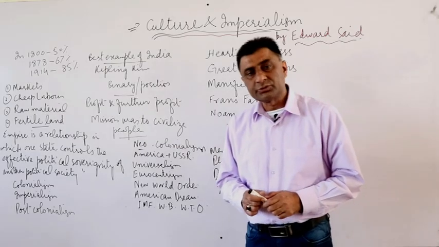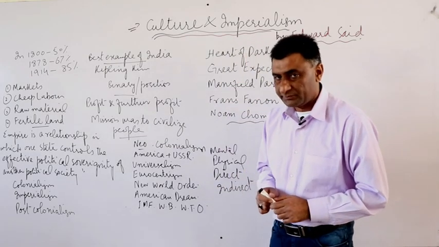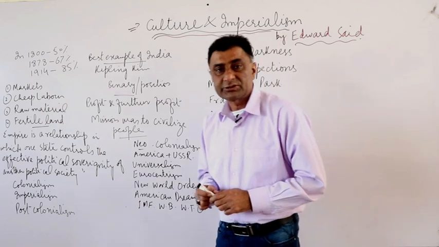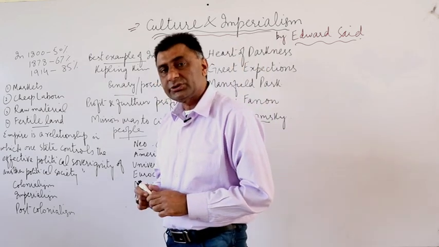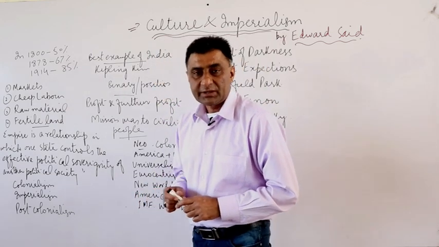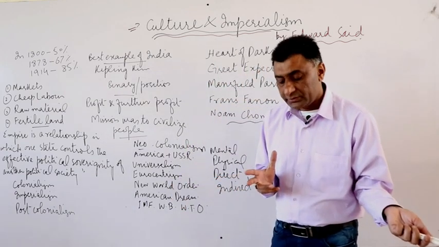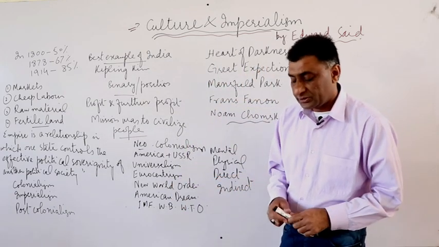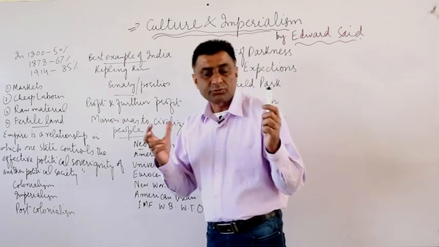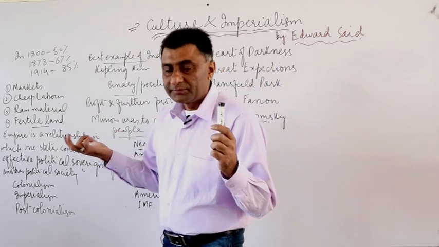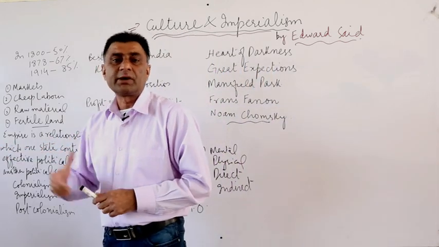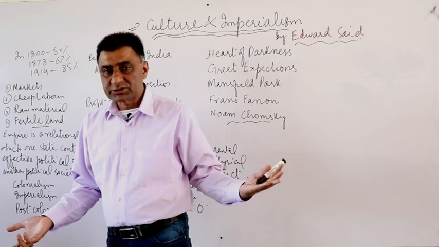In this lecture, I am going to talk about culture and imperialism with reference to Edward Said. And in this book, he talks about culture and imperialism. In order to understand this, we will have to move back towards the time when Europe moved from the agricultural phase to the industrial phase.